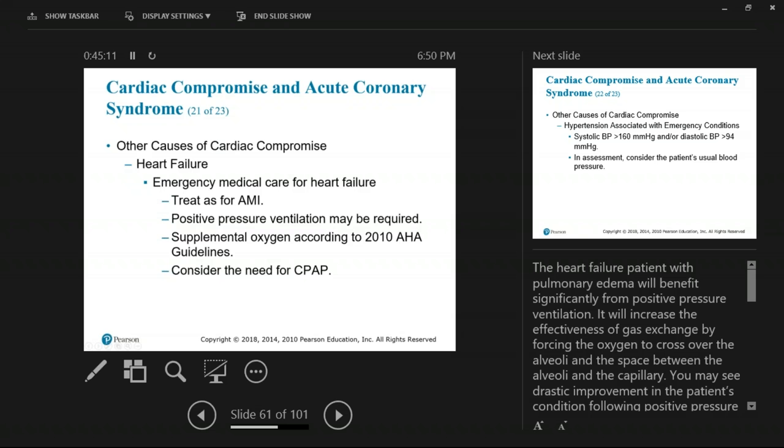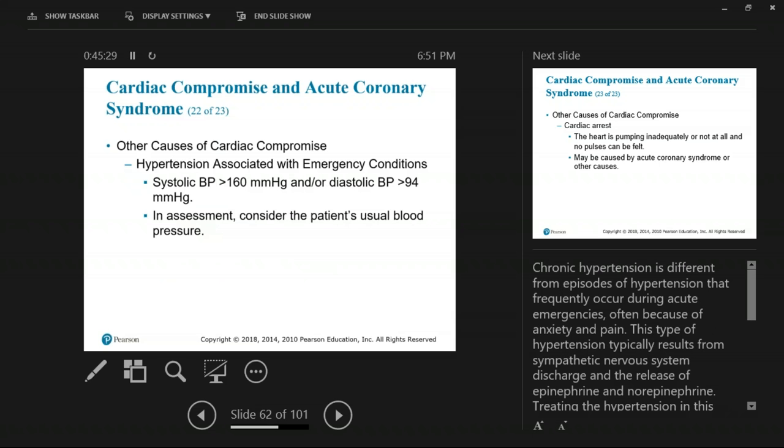So emergency care for heart failure is to treat as you would a myocardial infarction and give positive pressure ventilation and oxygen, again based on the guidelines, 94%. And consider the need for CPAP in congestive heart failure.